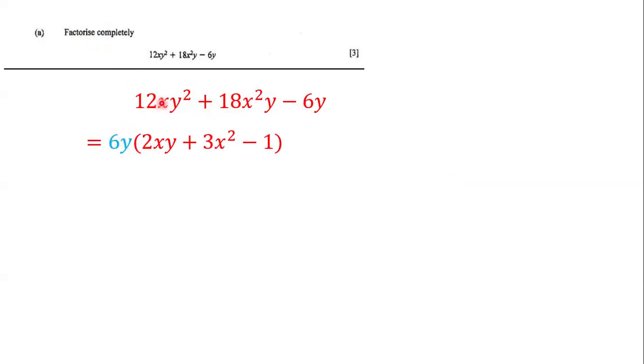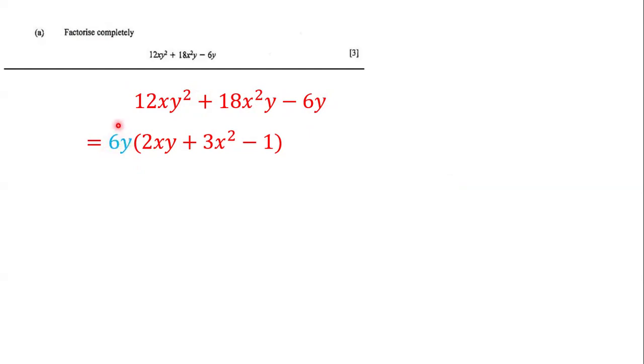And let's look at x. Is x a part of every term? Well, x is a part of this term. x is a part of this term. But x is not a part of this term, so we cannot put x out front. But let's look at y. We have y is a part of this term, y is a part of this term, and y is also a part of this term. And so we can put y out front. So out front, we have 6y.